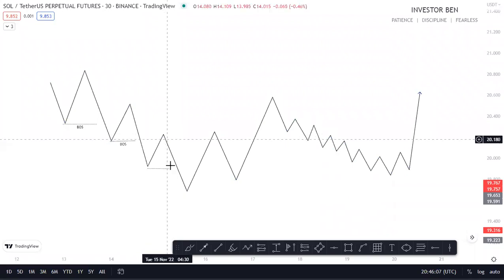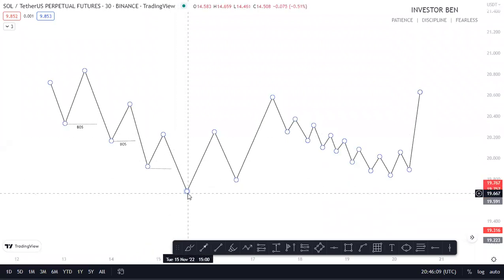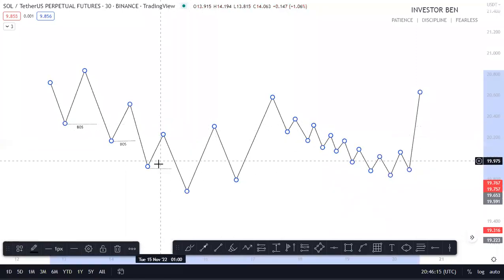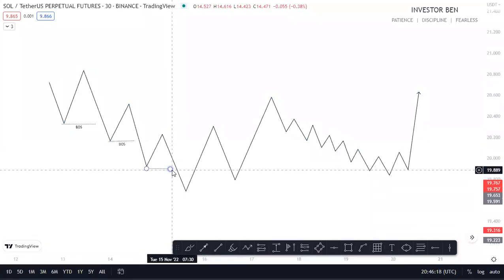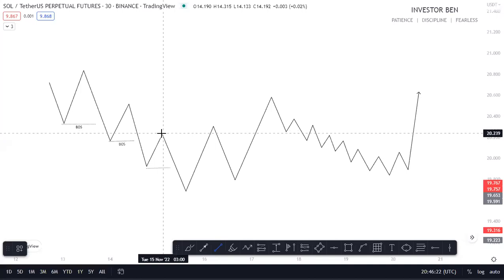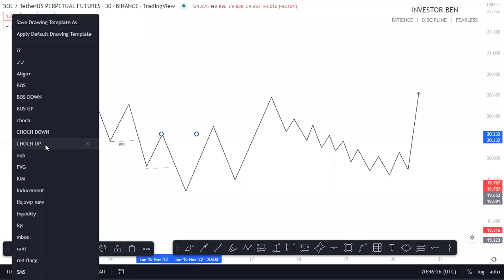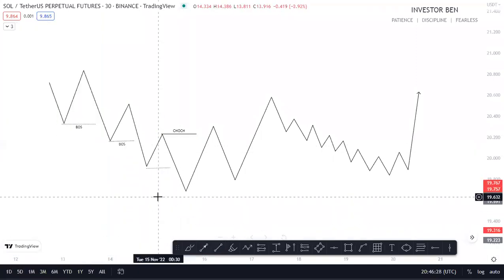And then something happened here. We were about to change trend. And then we formed a lower low here, and then we formed a higher high at this point. So it was a change of character that occurred at this point. We had a change of character here to the upside, right?